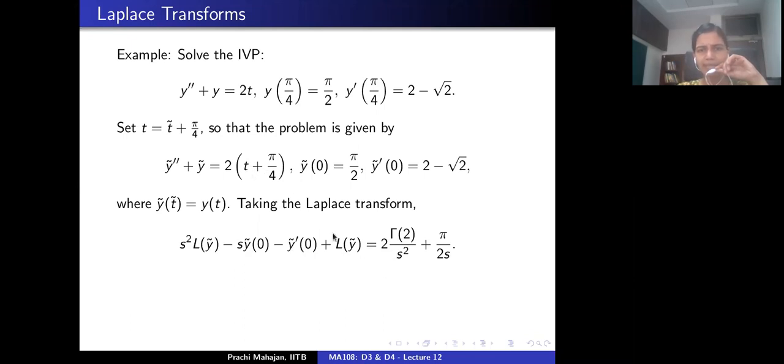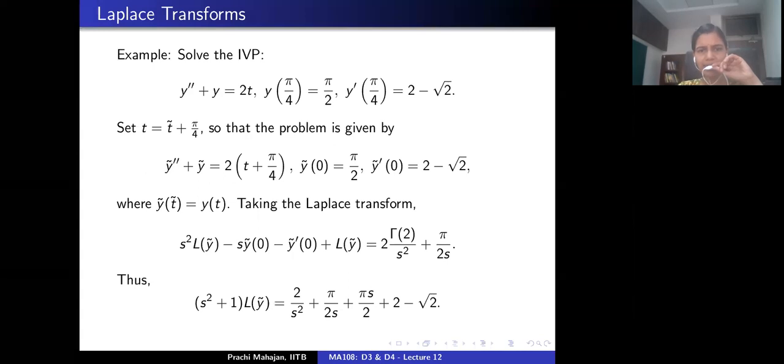So this is t tilde here. The Laplace transform of t tilde is gamma 2 by s square, plus this constant here, pi by 2, and the Laplace transform of the constant function 1 is 1 by s. Which means that the Laplace transform of y tilde satisfies this equation. I just plugged in the values using the initial conditions available. I'm using the fact here that this is a linear change of coordinates.